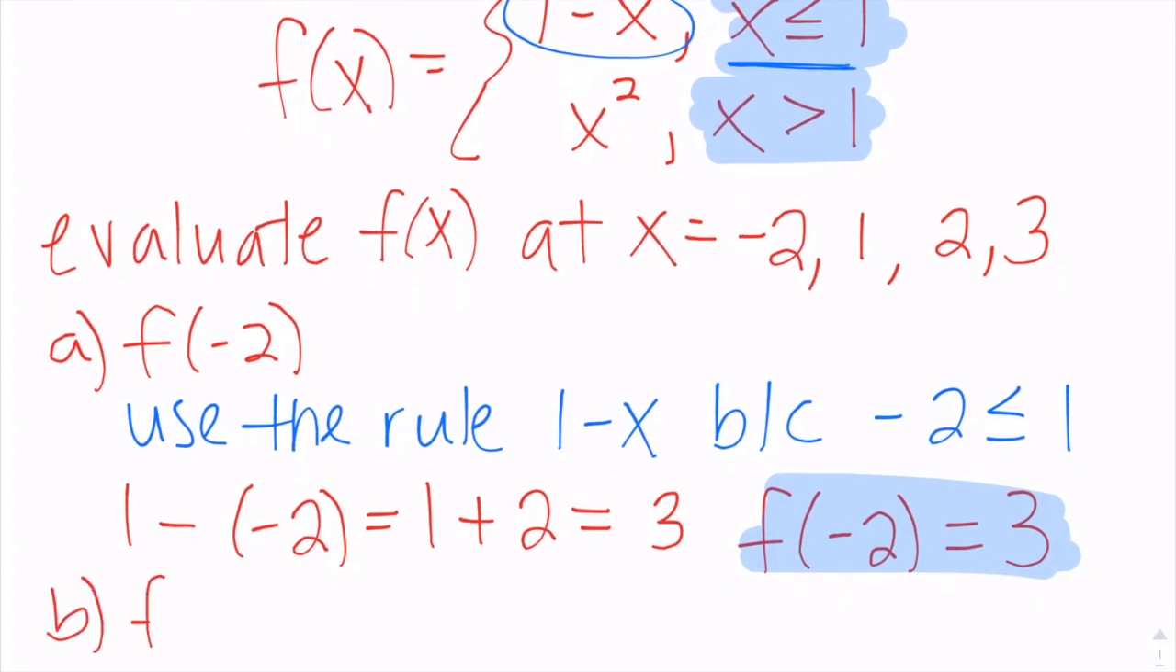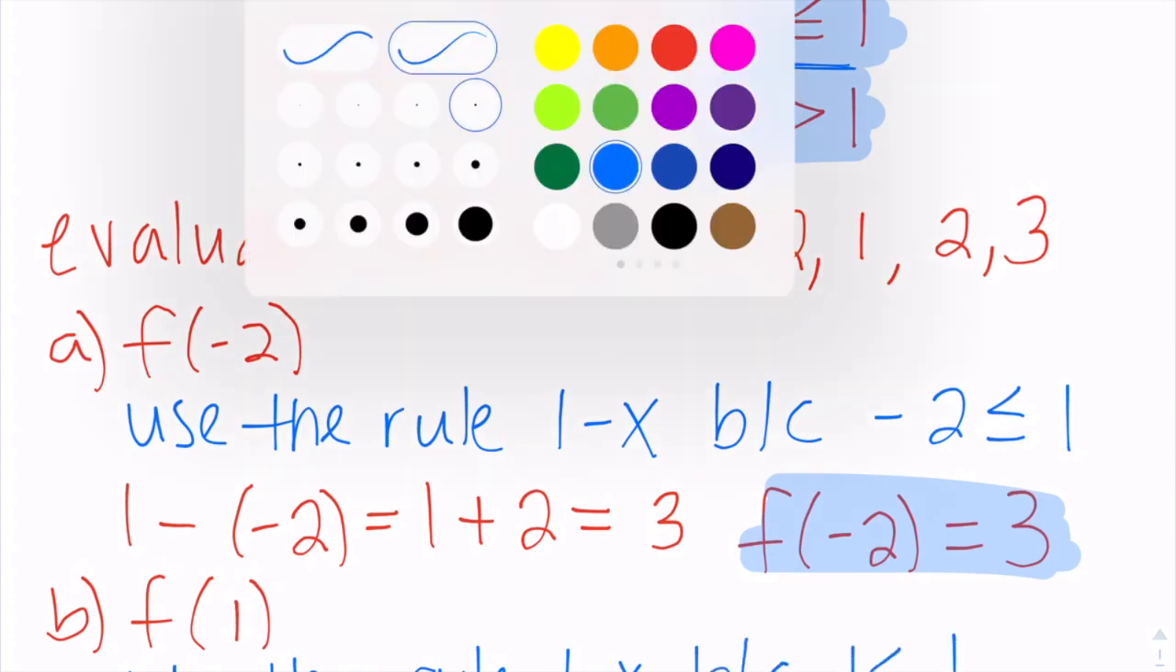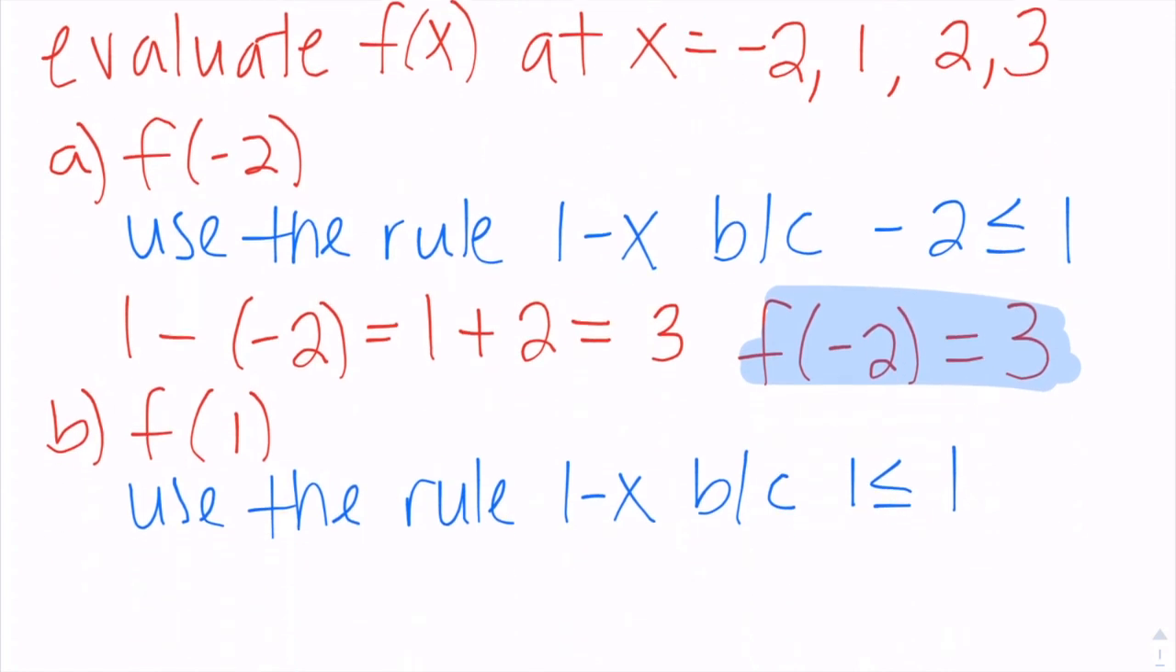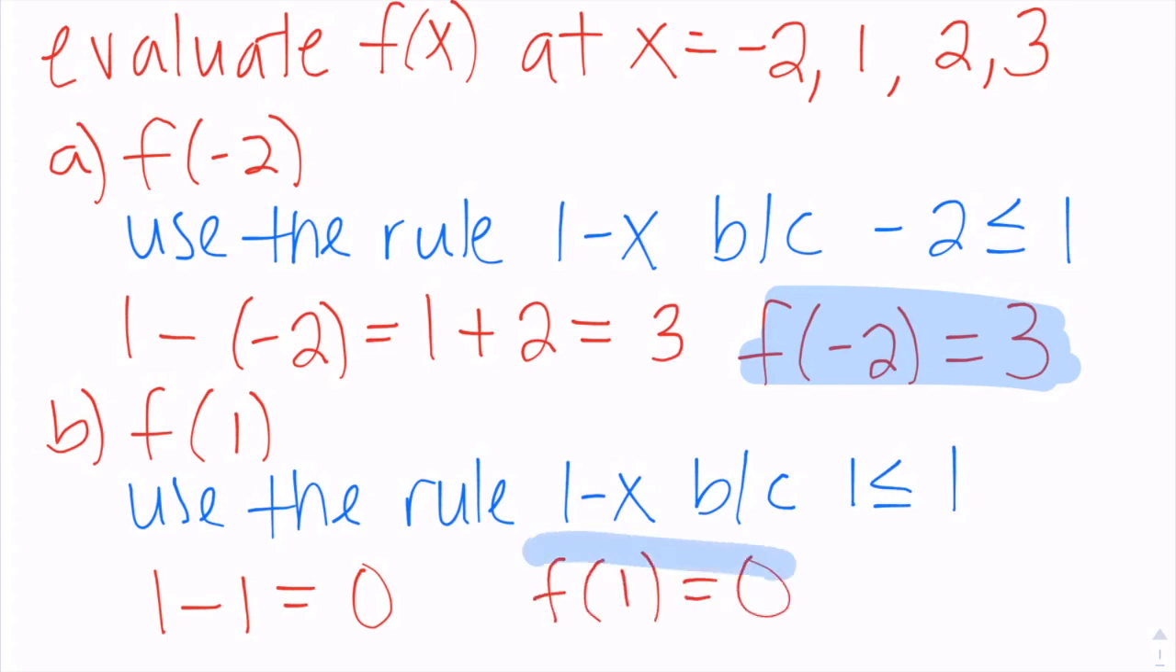Next, we're going to evaluate f of 1. Again, we look at the domains, and we're going to use the rule 1 minus x again because 1 is less than or equal to 1. So we get 1 minus 1 equals 0, and so we find that f of 1 equals 0, and that would be our answer for that.